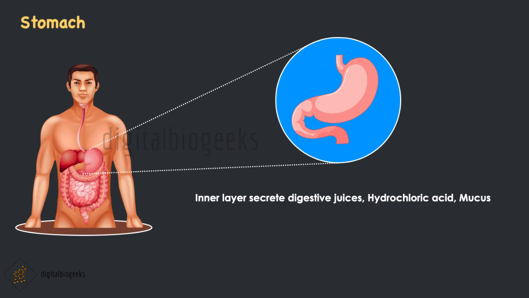Muscles in the stomach help to mix the food with the digestive juices. These digestive juices break down proteins into simple substances. The stomach opens into the small intestine.